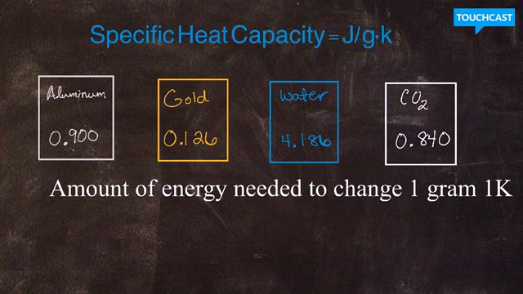Specific heat capacity is the amount of energy that would be needed to change 1 gram of any particular substance 1 degree Kelvin. And there are many different substances that have already been studied, and we already know what their specific heat capacity is. So here I have a few examples. This represents the amount of energy in joules that would be required to change the temperature of 1 gram of these substances 1 degree Kelvin.